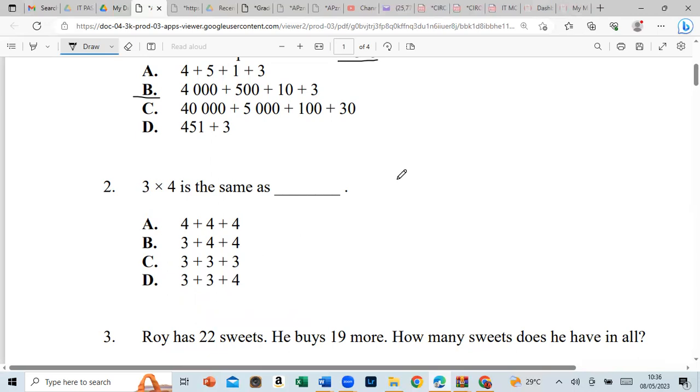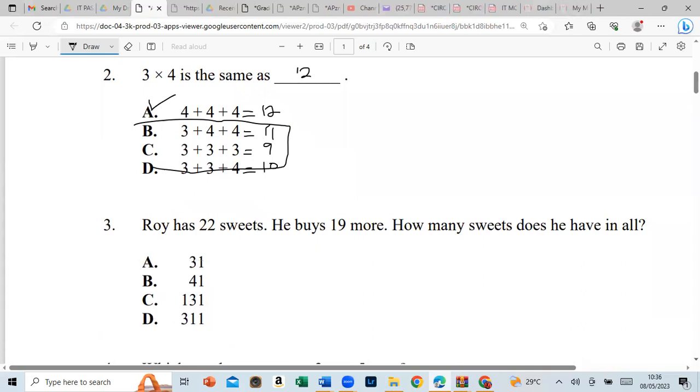Alright, so let's multiply. 3 fours is 12. So we're supposed to get 12. 4 plus 4 plus 4, that is 12. You can also check the others to see. 3 plus 4 is 7, that's not equal to 12. 3 plus 3 plus 3 is equal to 9. 3 plus 3, that's 6, plus 10. So clearly, we can eliminate all of these, right? Only A gives us 12. Alright?